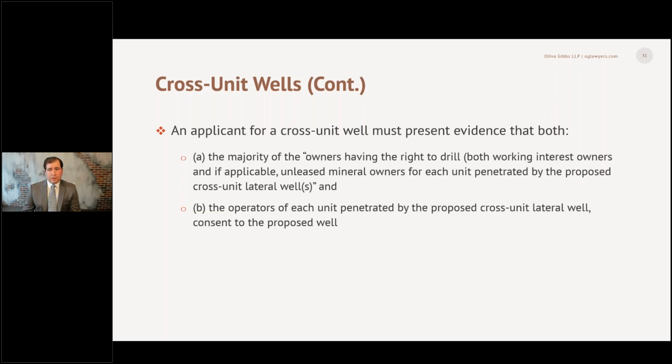It's important to know here, unlike production sharing agreement wells in Texas, where you need to have 65% of the working interest and 65% of the royalty owners agree in order for you to get an application for a cross unit well, in Louisiana no royalty owner consent is required. Again, all you need is the majority of the owners having the right to drill, which would be working interest owners and any possible unleased mineral owners.